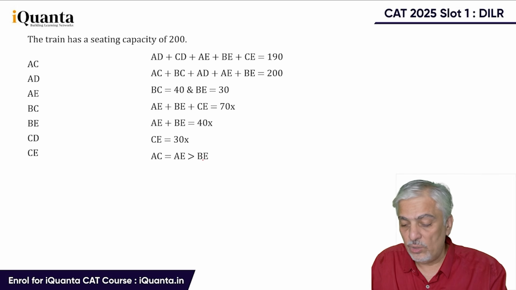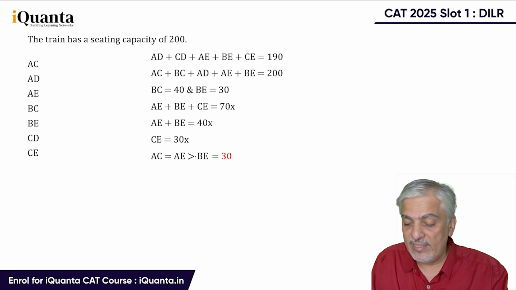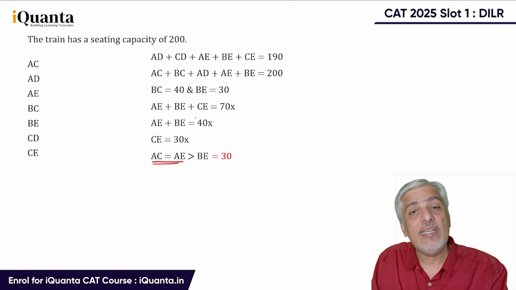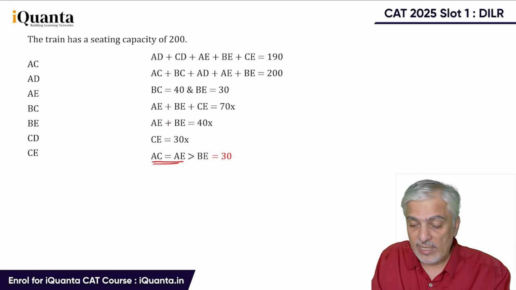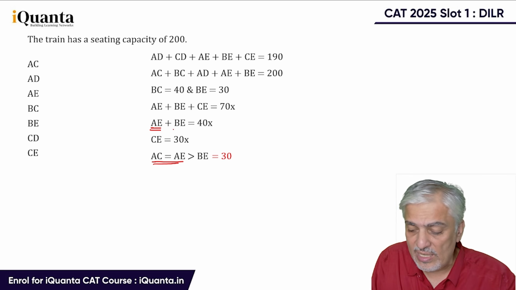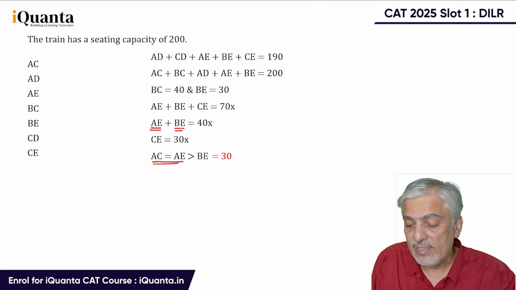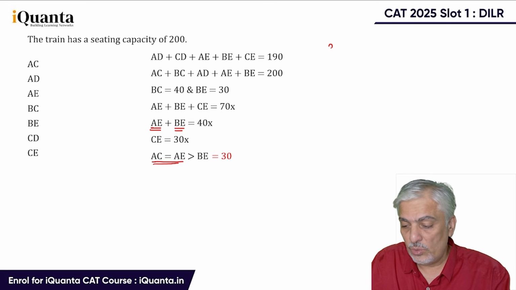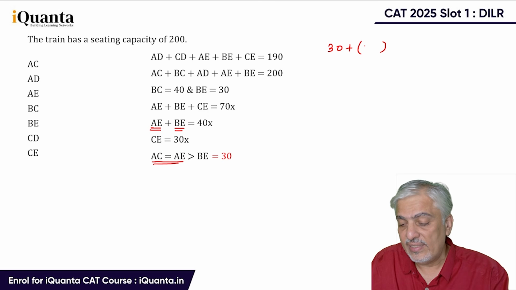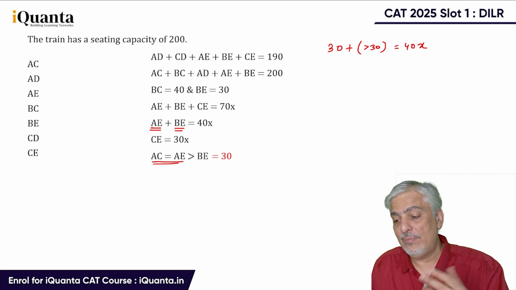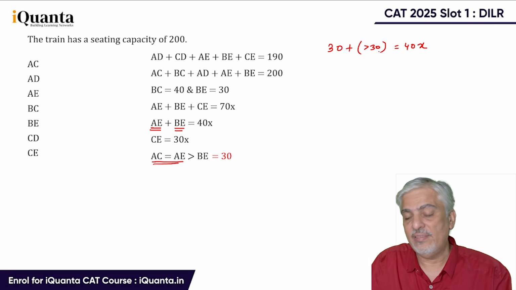So, now we already know BE is 30 and therefore these two are greater than 30. Now look very carefully over here, this was the main thing in the question. AE is greater than 30. Now, whatever it is, we know BE is 30. Now, 30 plus something greater than 30 is equal to 40x. Now, what can x be? Now, x cannot be 1, that is very obvious. x can be 2, because this could be 50 and x can be 2.